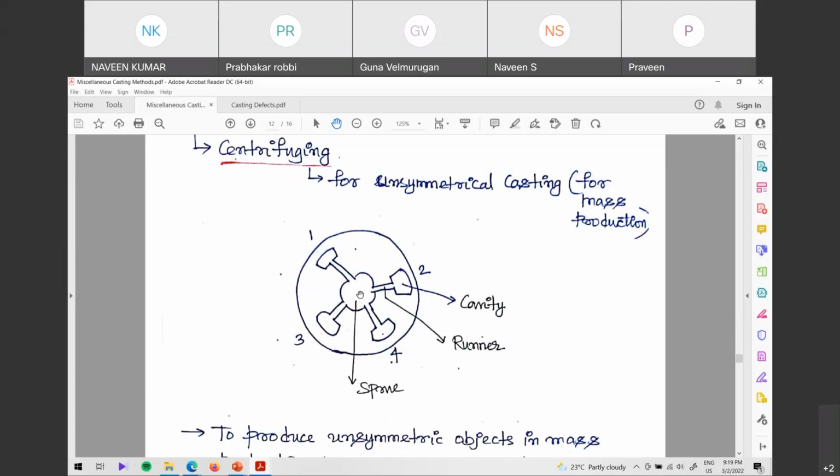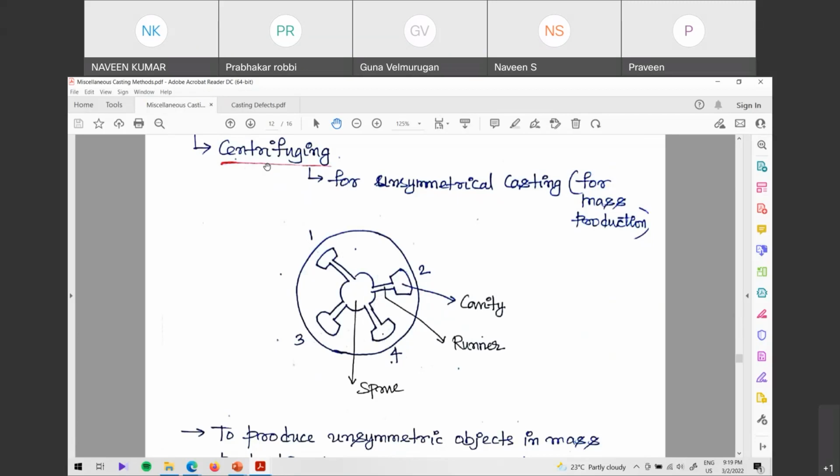Now this is the top view. From the top only you are pouring liquid metal with the help of gravity, and then it is going inside. Because it will rotate like this, because of centrifugal force, the metal will be pushed away from the axis. Because of that, the liquid metal will try to cover these cavities.